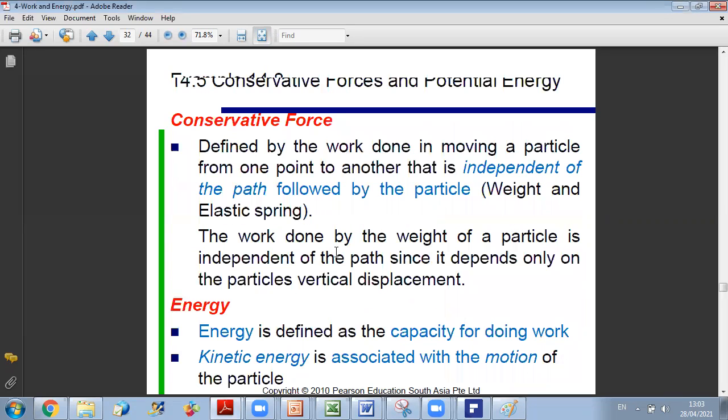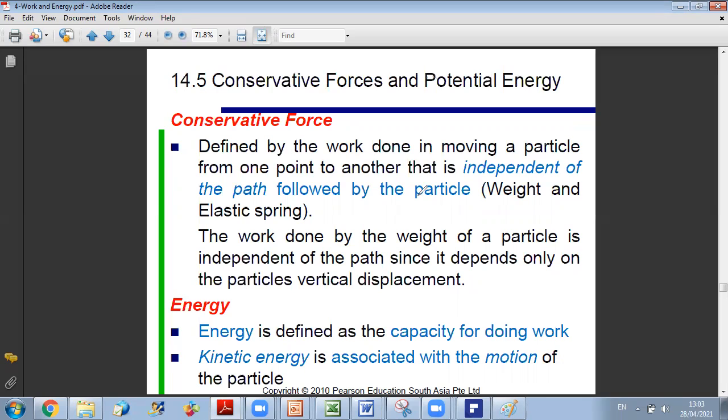Now, the second part that we will introduce is the conservative forces and potential energy. Sometimes you should know the type of your forces to decide if you can apply conservation of mechanical energy or not. So first, what is a conservative force? A conservative force is defined as a force for which the work is independent of the path of motion.